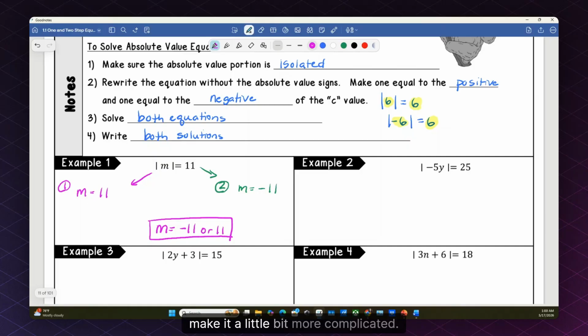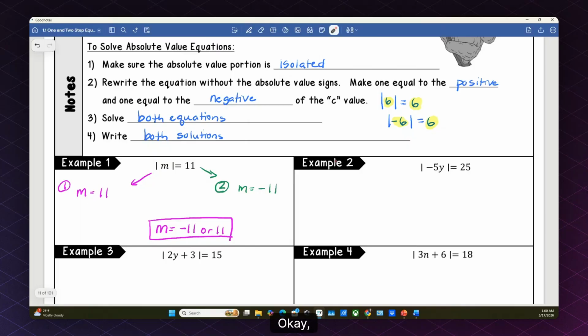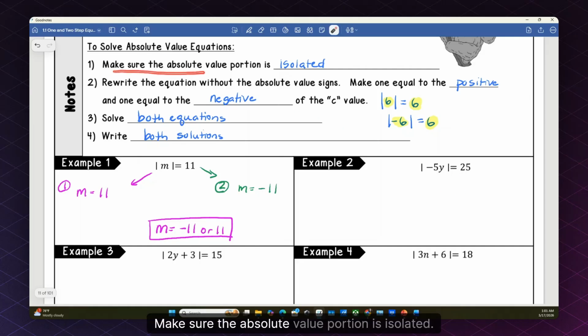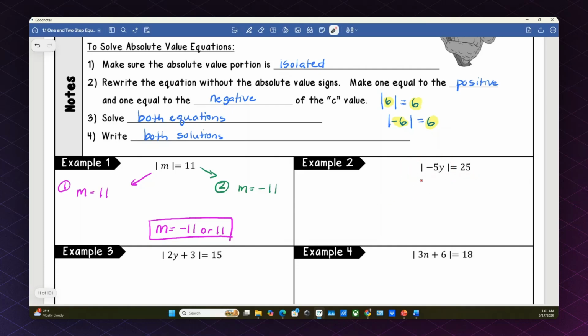Let's make it a little bit more complicated with example 2. Okay, so example 2, we can see that we have some more stuff going on here. We've got -5y in the absolute value symbol equals 25. Alrighty, let's go look at our steps. Make sure the absolute value portion is isolated. Well, there's nothing outside of this over here on this side, right? Like we have it equal to 25 and there's nothing on the outside of this. So it is isolated. This we don't have to address. Number one is already taken care of.